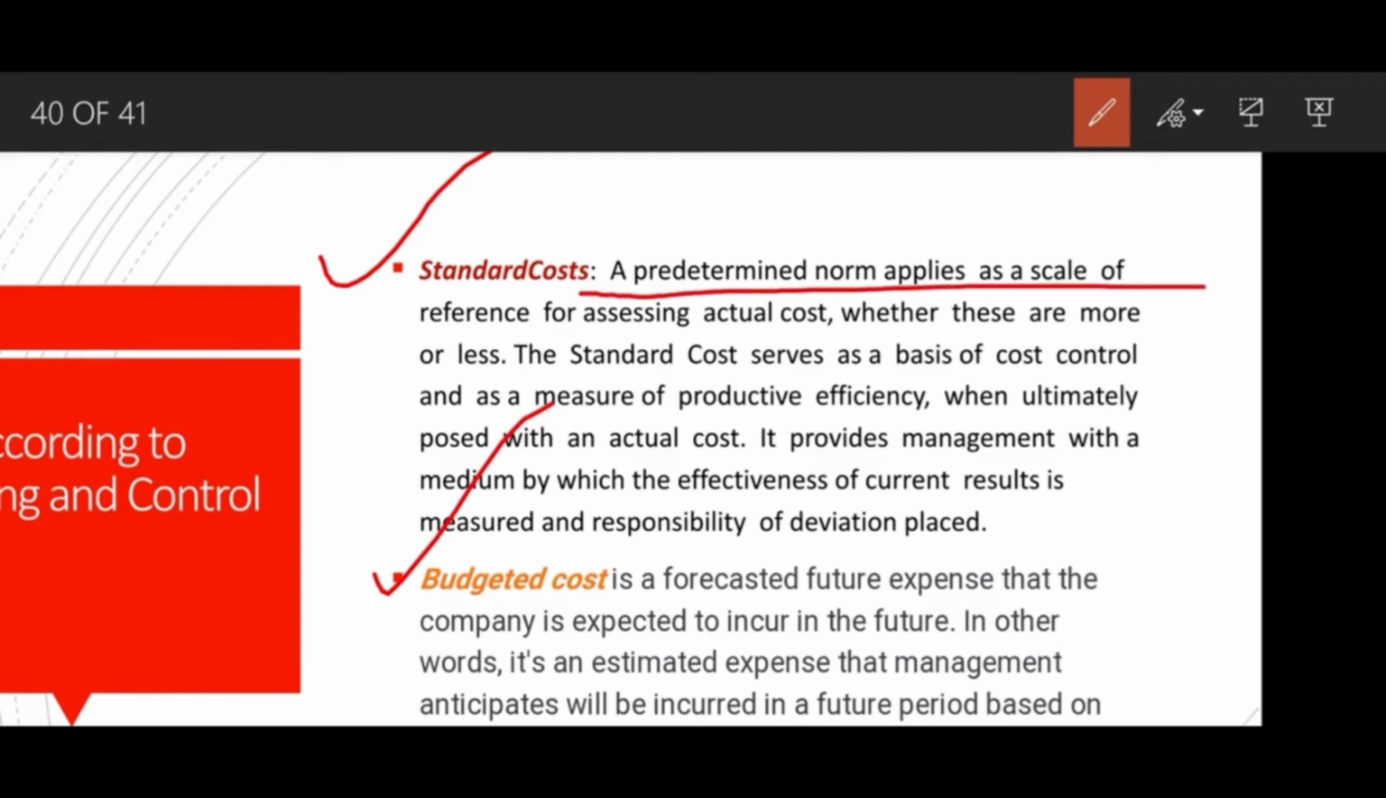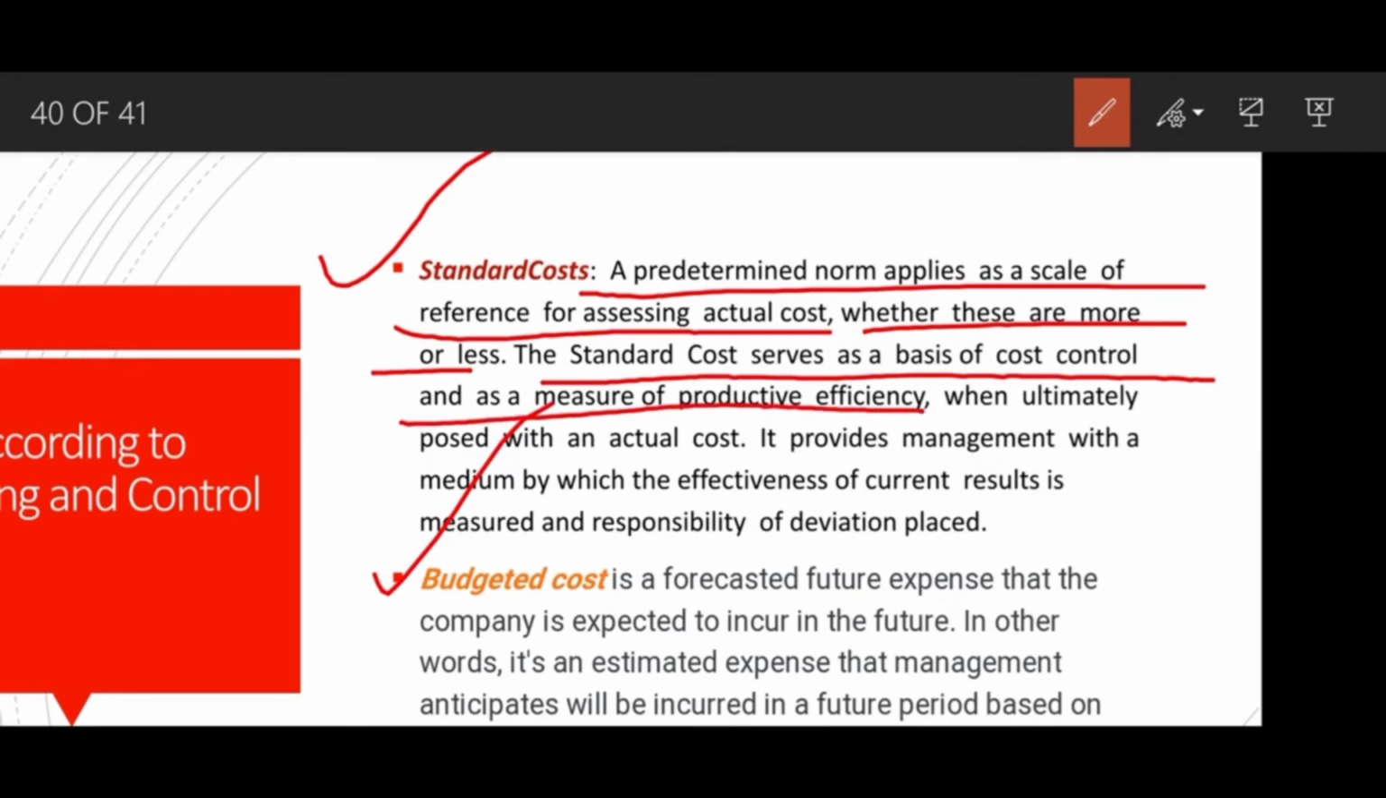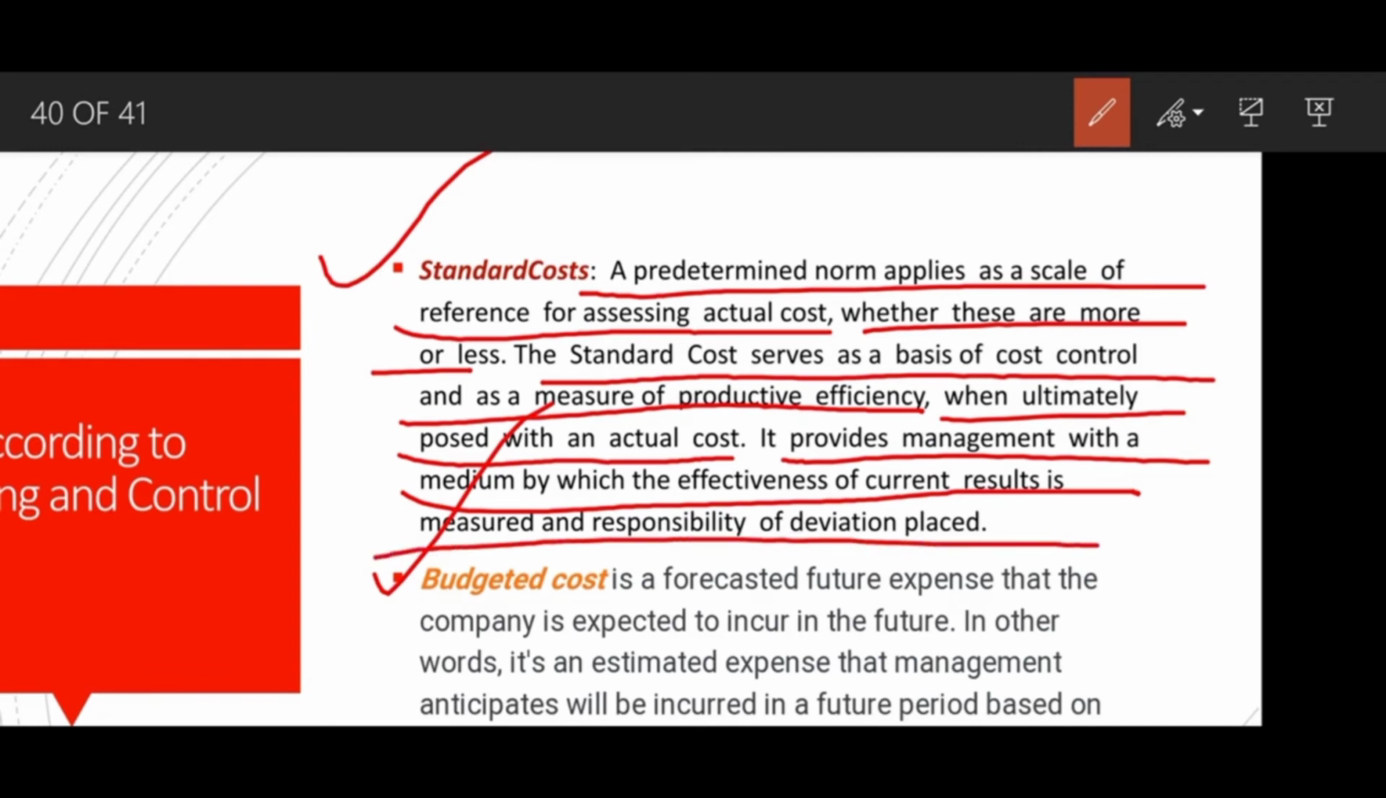A predetermined norm applied as a scale of reference for assessing actual cost, whether these are more or less. The standard cost serves as a basis of cost control and as a measure of productive efficiency when ultimately compared with the actual cost. It provides management with a medium by which the effectiveness of current results is measured and responsibility for deviation is placed. So basically, standard cost.